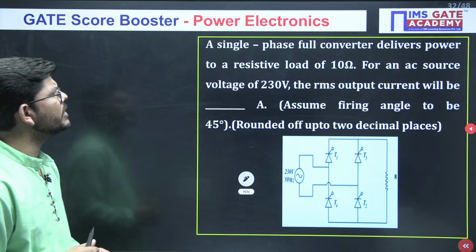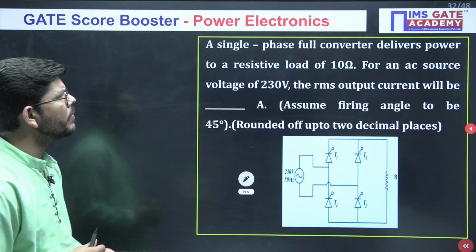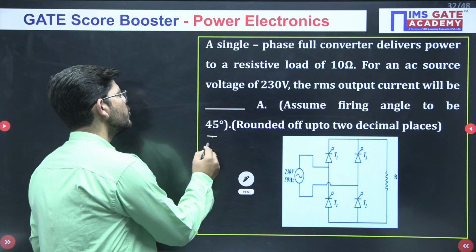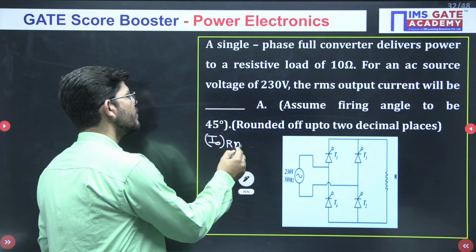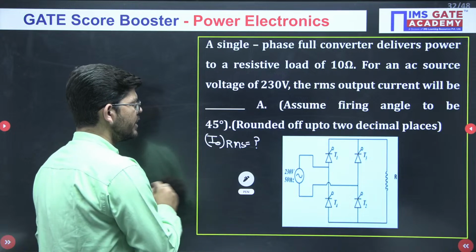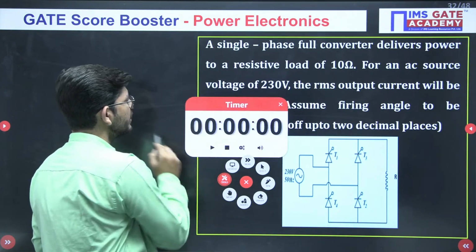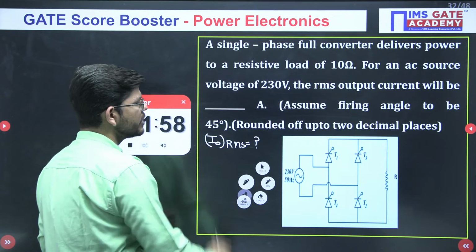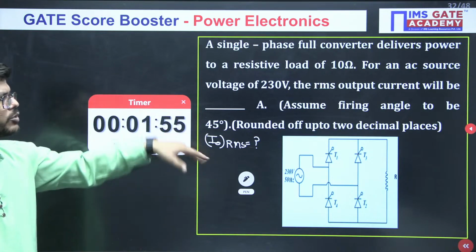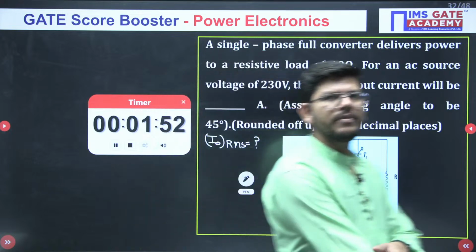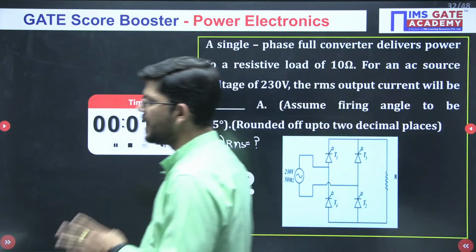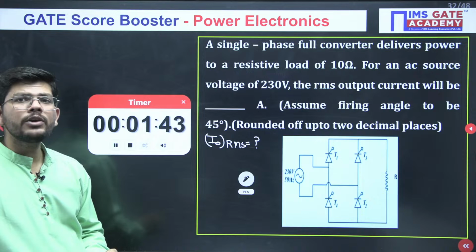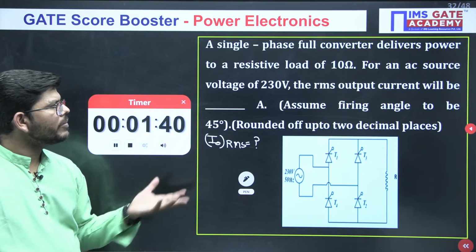A single phase full converter delivers power to a resistive load of 10 ohm for an AC source voltage of 230 volt. The RMS output current will be? You have to calculate the RMS output current if the firing angle is given as 45 degree. There is a lot of confusion in this, and students normally commit a mistake. Let me check whether you are conceptually clear with this or not. Aryan and Nilmesh, I am waiting for your answer. We have a single phase full controlled converter operating at a firing angle of 45 degree, feeding a resistive load. Then what will be the RMS current?